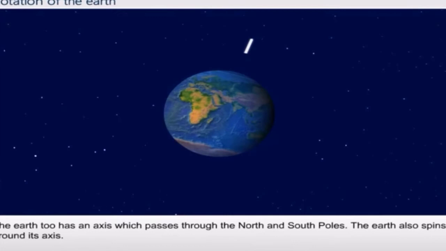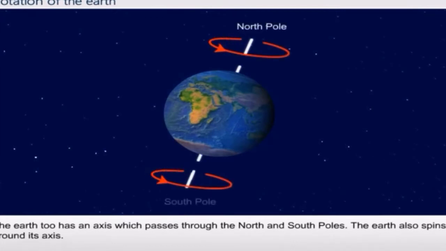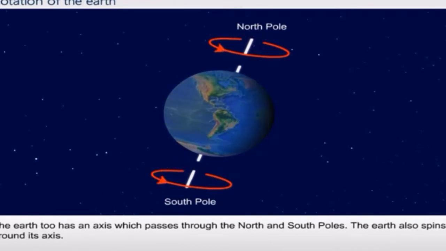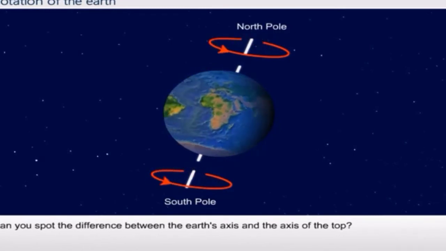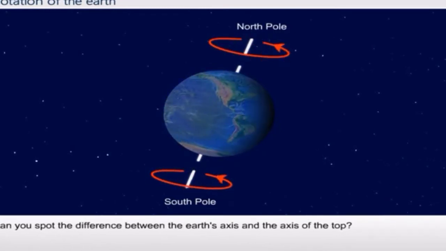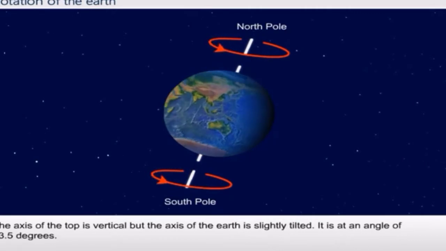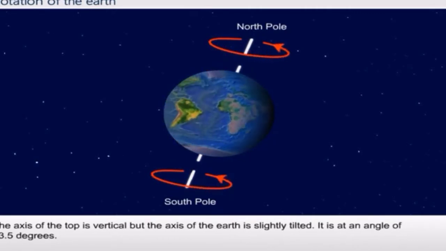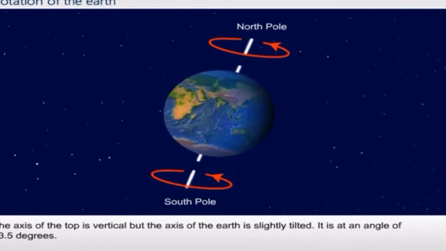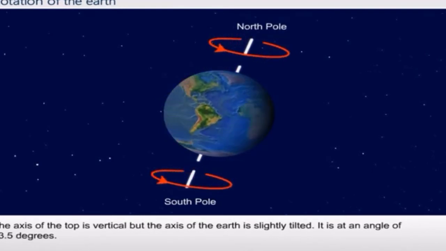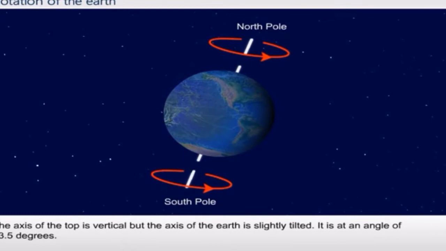The earth too has an axis. See, this white line is an axis which passes through the north and the south poles. The earth also spins around its axis. Can you spot the difference between the earth's axis and the axis of the top? Yes, can you? The axis of the top is vertical, but the axis of the earth is slightly tilted. It is at an angle of 23.5 degrees.